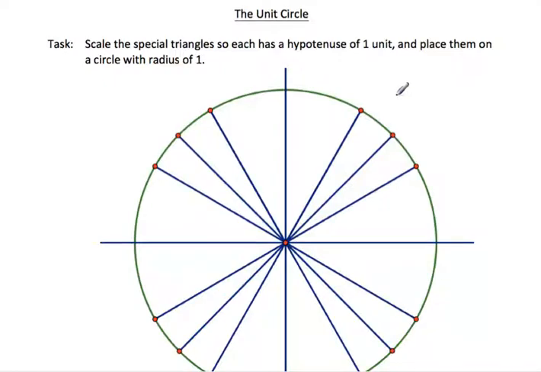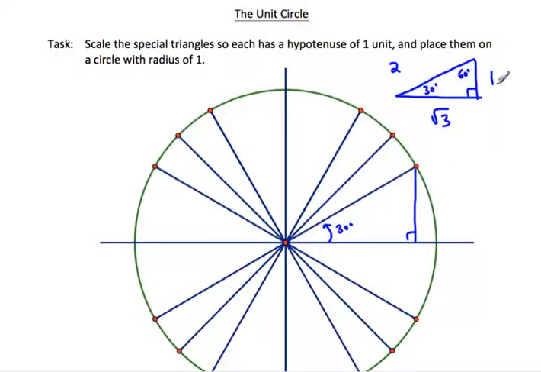Let's start with a 30, 60, 90 triangle. If this is my 30-degree angle and this is my 60-degree angle, then I know my sides are in ratio 1, root 3, 2. Now I want to take this triangle and superimpose it here so that this is my 30-degree angle, this is my hypotenuse, and I form a triangle like that.